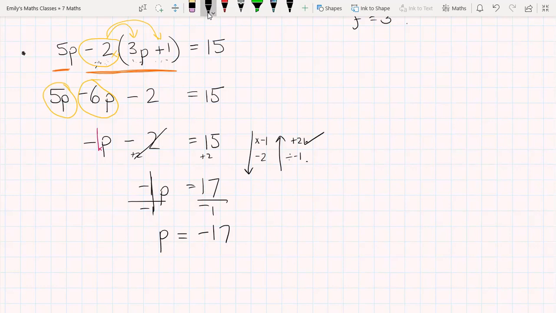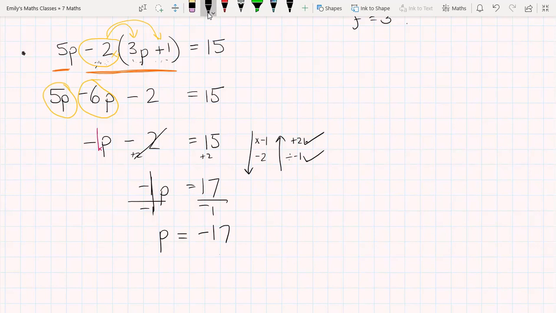So that means 3 times minus 13. I don't know what that is off the top of my head. Minus 39, I think. Plus 1. Anyway, you substitute it all in, is what I should say, and it should equal 15 if I've got the right answer. Okay, let's do one more like that.